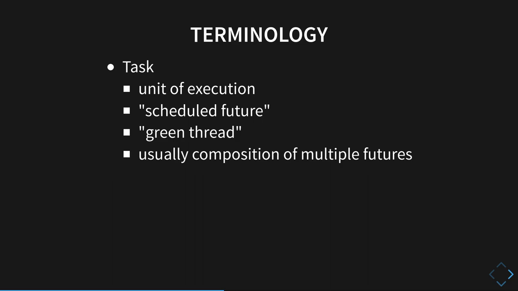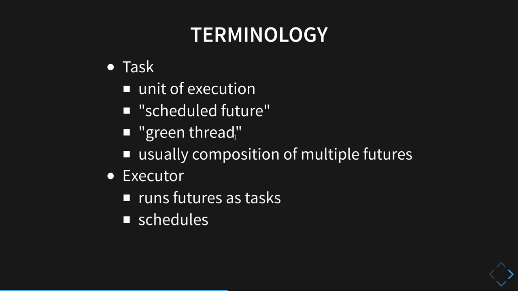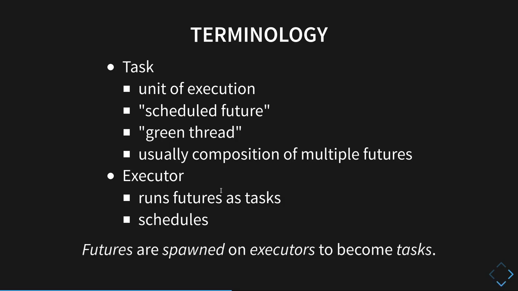For example, if you're implementing a web server backend, your entire server could be one future that is running the entire time until your program finishes, essentially. An executor is what can run your tasks, or rather run your futures as tasks, and thus handles all the scheduling. So what you would say is futures are spawned on executors to become tasks. Once the future has been spawned, it has become a task.